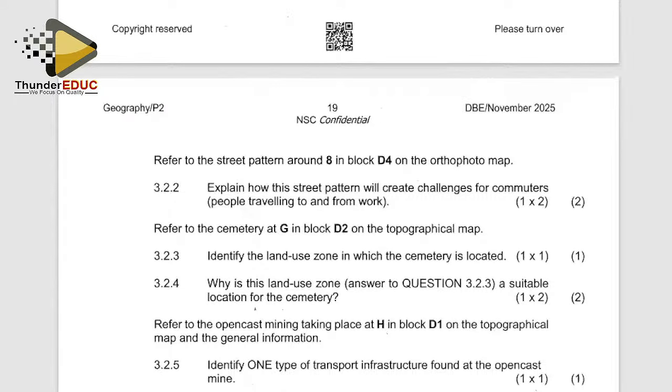They're going to cause challenges. They're going to cause delays. Where do the delays come from? From congestion at intersections. We know that the grid pattern is going to cause congestion, and hence the commuters will be delayed. For that reason, they will be delayed.